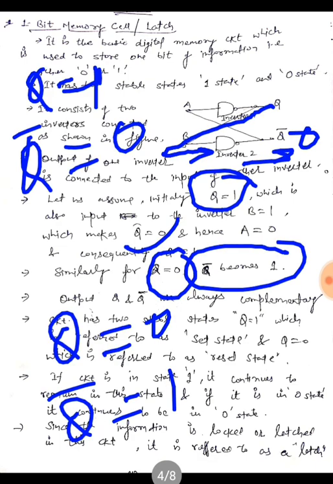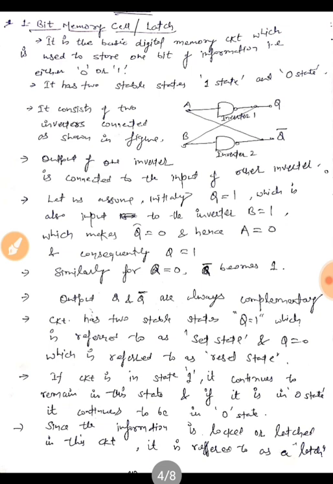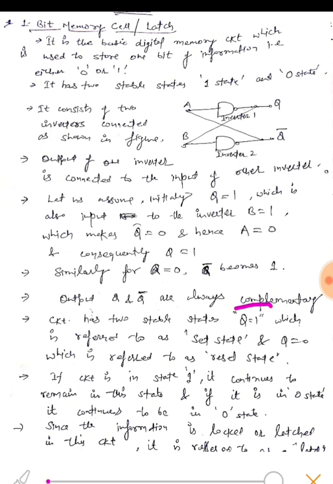So it will remain in one of these states. It has two stable states, Q equal to 1 and Q equal to 0. If Q is equal to 1, it is referred to as the set state, and if Q is equal to 0, it is referred to as the reset state.